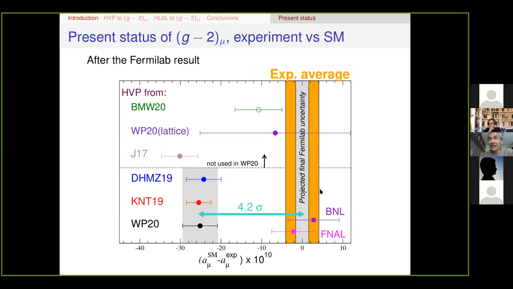So here again, the average. Now you see that the orange band is not that much bigger than the gray band. So the orange band is now the combination of these two results. The rest is unchanged, other than because we've shifted the 0. And so now, because of the reduction of the orange band, the difference between experiment and standard model is 4.2 sigmas.